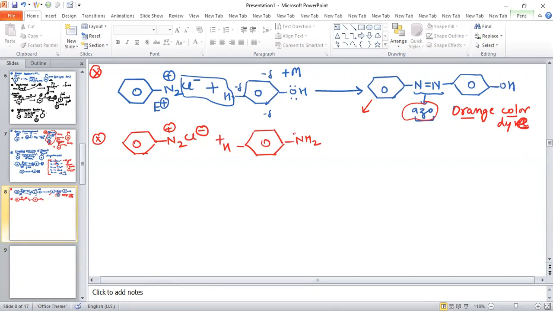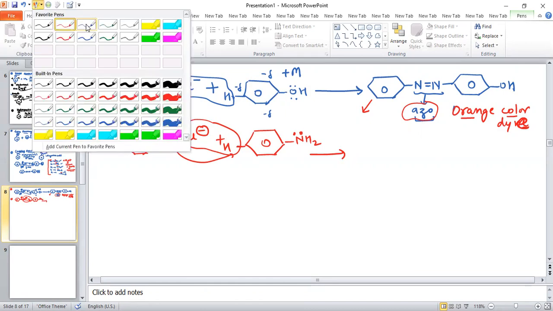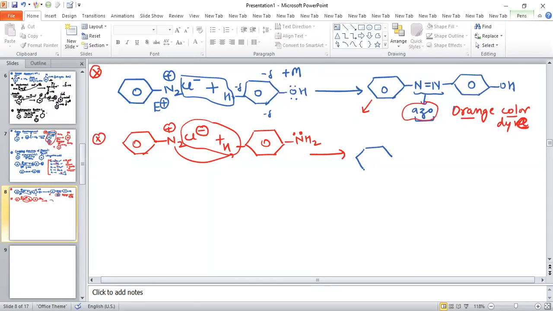So this is basically the lone pair of electrons. Again, this is at the para position, so the electrophilic attack will occur at the para position. Now this HCl will be removed. When HCl is removed, the product formed will be like this. The NN linkage, which linkage is this? The NN linkage is basically the azo linkage, and this has an NH2 group there.